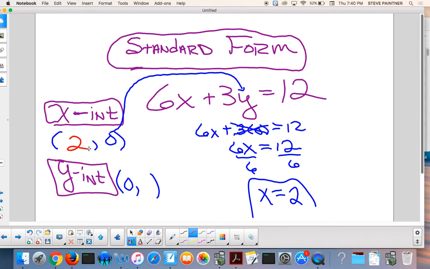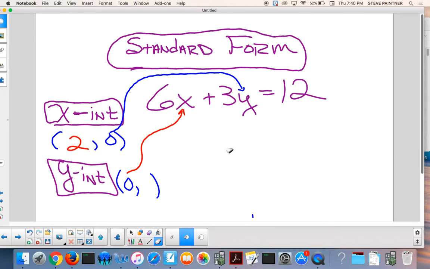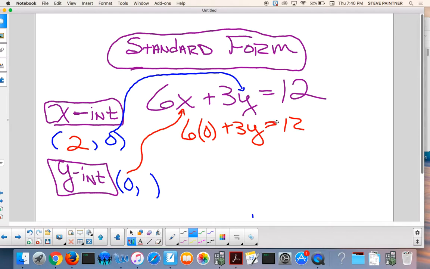Well, how do you find the y-intercept? You do the same thing, except this time you let x be 0. Then you work it out. You show your work. Okay, and when you show your work, it looks like this. 6 times 0 plus 3y equals 12. This cancels out. 3y equals 12. Y equals 4.